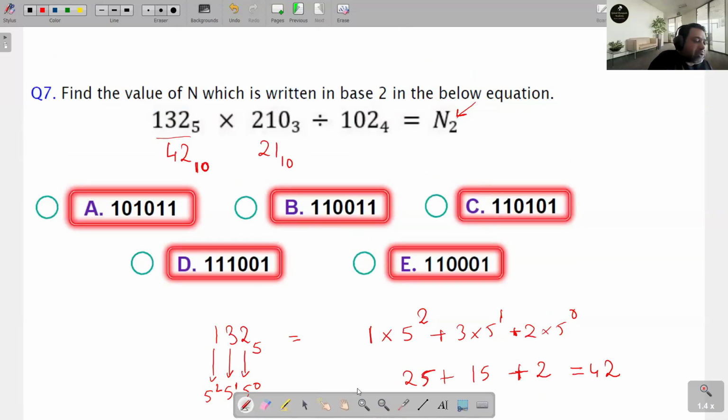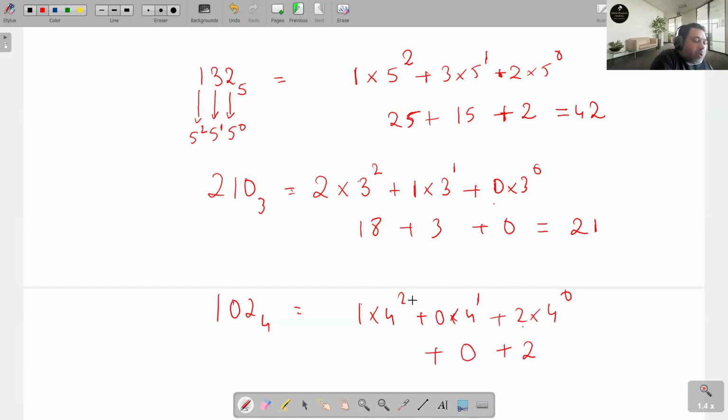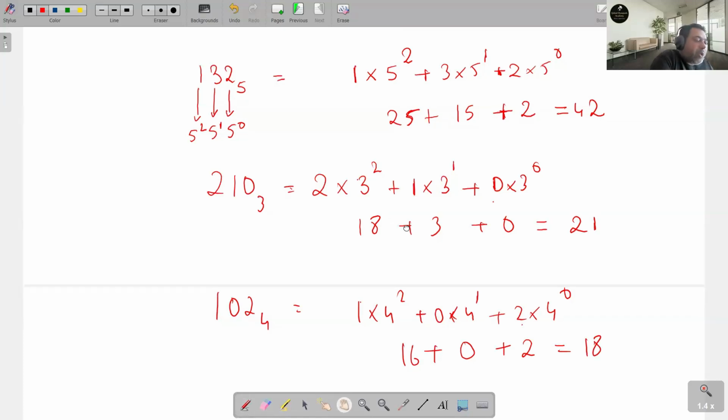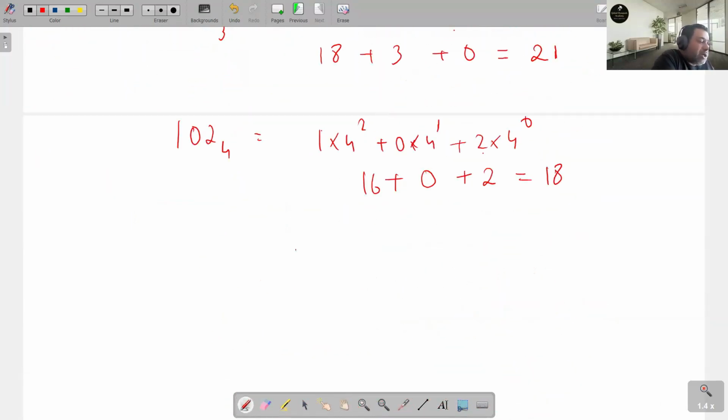All right, let's look at the last number here, 102 in base 4. So 102 in base 4 is going to be 1 into 4 square plus 0 into 4 raised to the power 1 plus 2 into 4 raised to the power 0. This one will become 2 into 1, which is 2. This one will be 0 here, and this one will be 16. So 16 plus 2 is going to be 18. So if you look at the expression and convert them all into the same base, it is divided by 18 in base 10. Now we can just calculate it in base 10, and that will be 42 times 21 by 18.